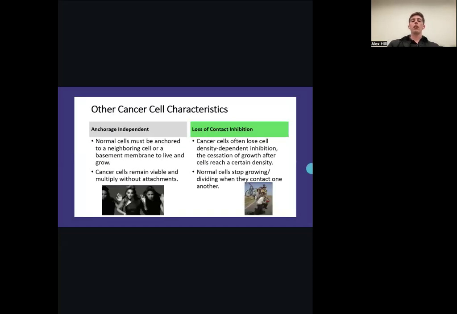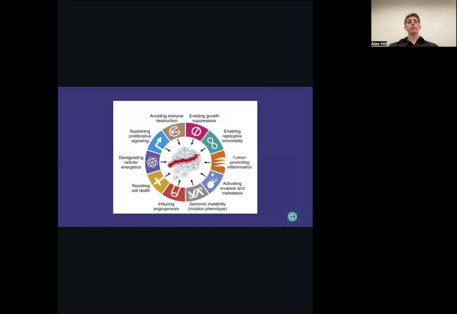Okay, so now I'm going to talk about different cancer cell characteristics. So, anchorage dependent. Normal cells need to be anchored to another cell, but these cancer cells do not in order to multiply and live. Loss of contact inhibition. Normally cells are dividing, and then when they hit a dead end, they stop dividing, but cancer cells don't. They just keep growing. And now I'll go through each one of these one by one.